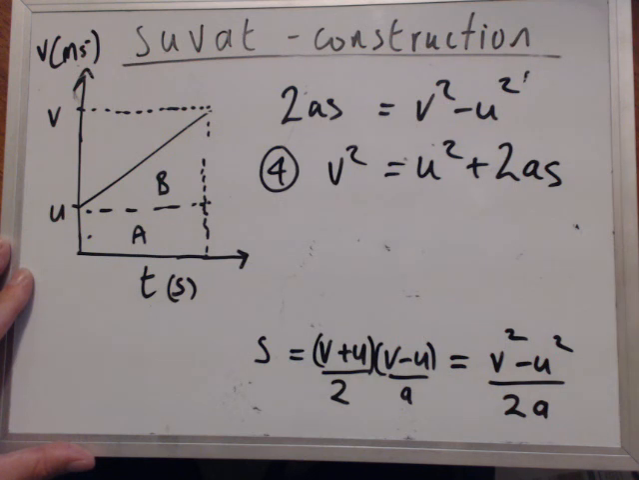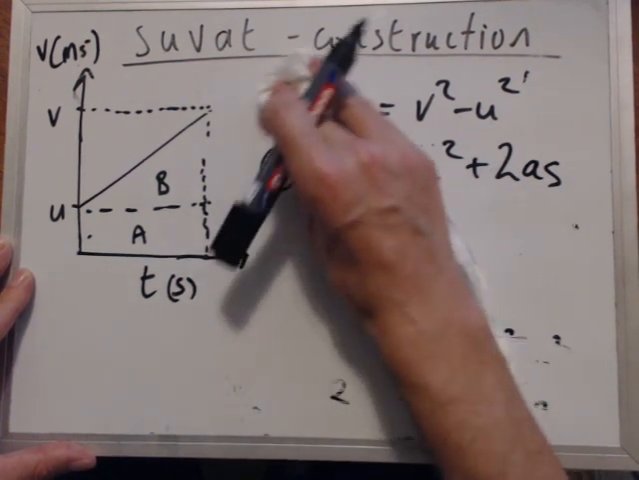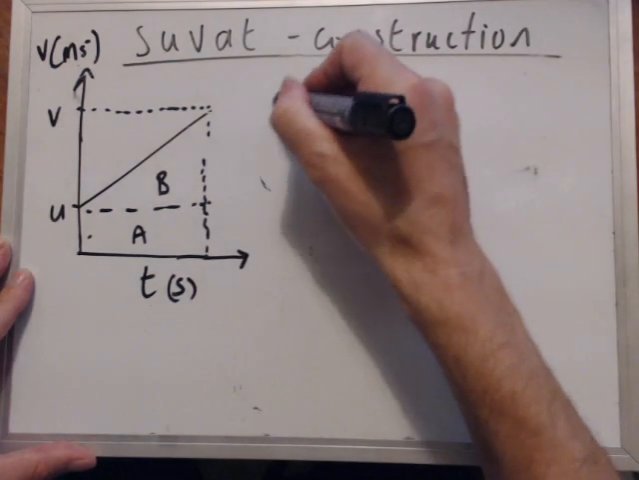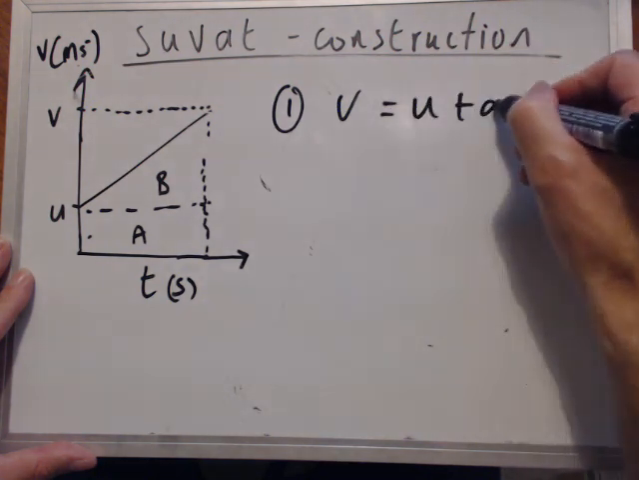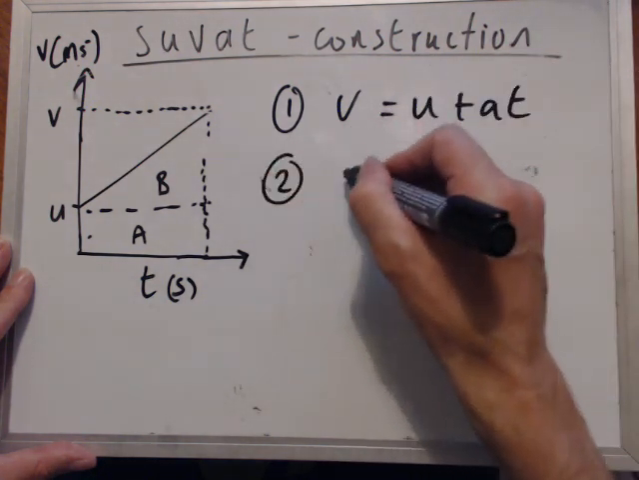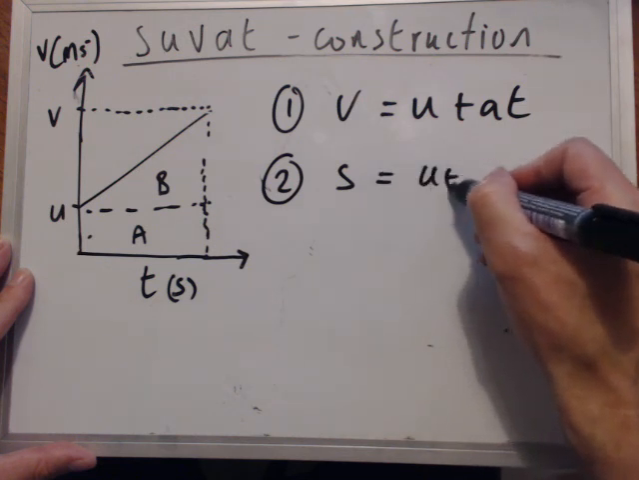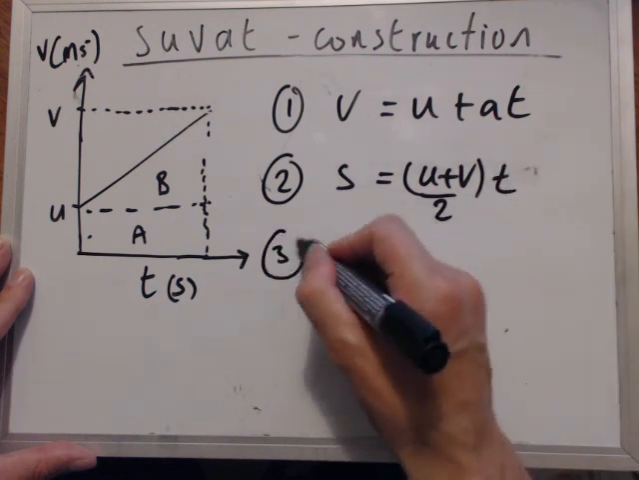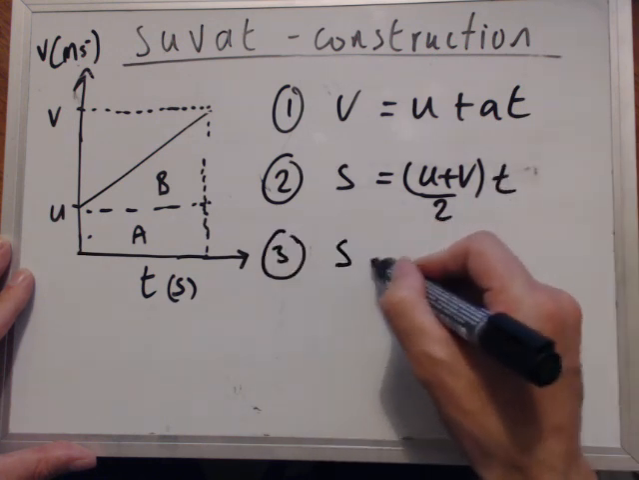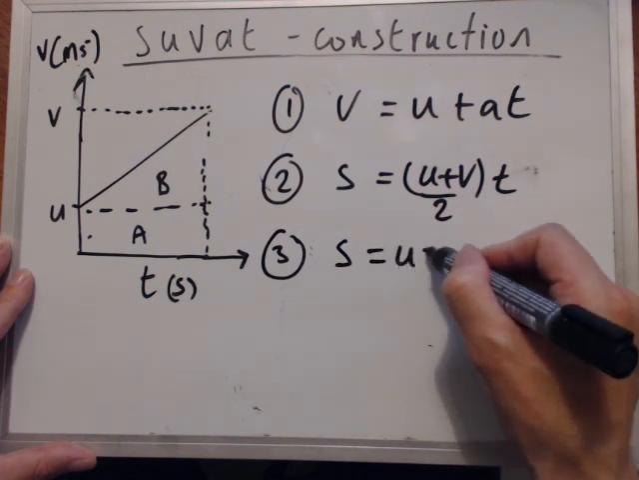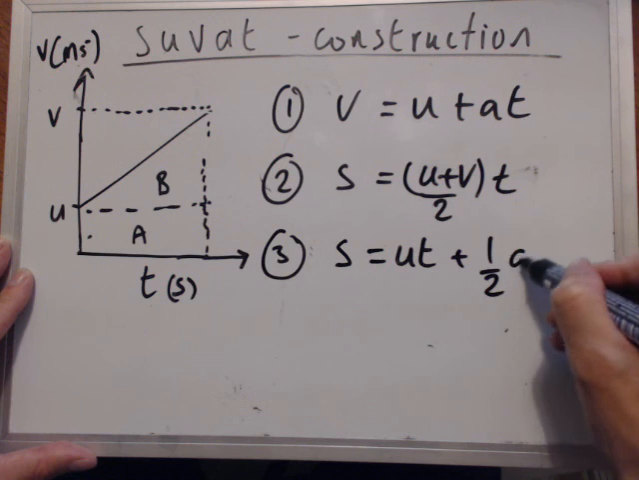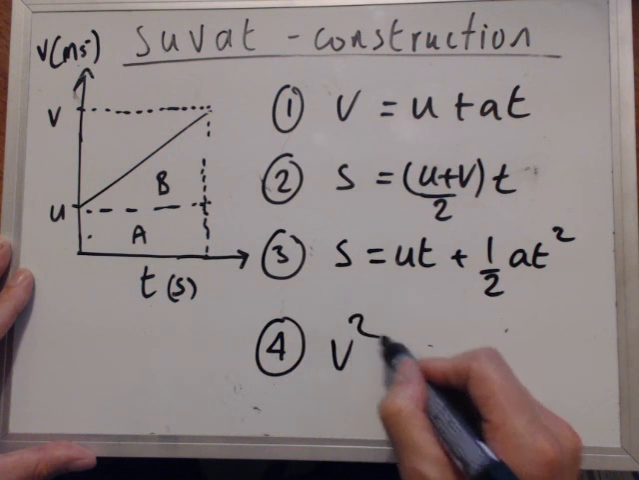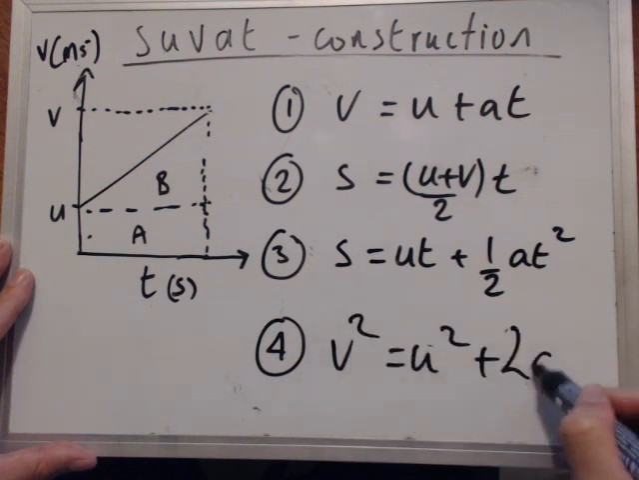So to summarize all the equations we constructed today, they are as follows. Number 1, v equals u plus at. Number 2, displacement s equals u plus v over 2, that's the average velocity, times time. Number 3, we got from the displacement and the velocity-time graph, which equals ut plus a half at squared. And we want to eliminate t to have an equation without time in it, and we got v squared equals u squared plus 2as.